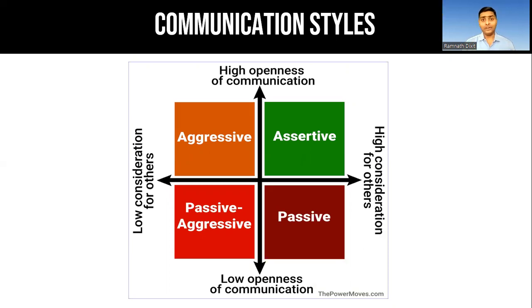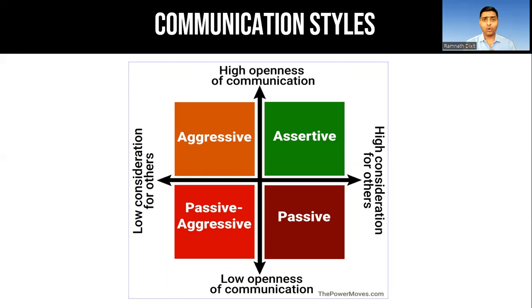And the other factor that you need to consider here is what we call consideration for others. When you speak, when you express your ideas and thoughts, do you think about others, or are you all about yourself? So even consideration could be high or low. Given those two factors, we have a 2x2 matrix of communication styles, and here are the four. We'll talk about passive, aggressive, passive aggressive, and assertive communication.